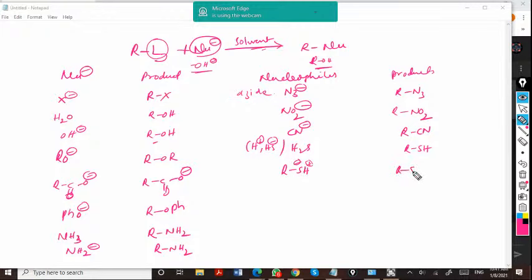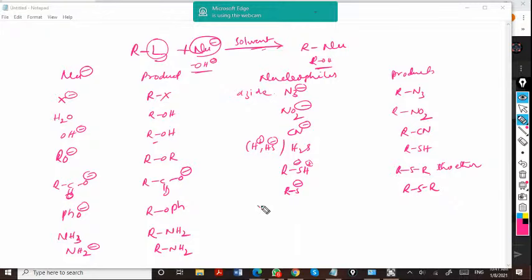So it's going to attack, and it's going to give thioethers. This is thioethers; you can write down the name also. And if it is RS−, that is thioalkoxide, then also it's going to give thioether.